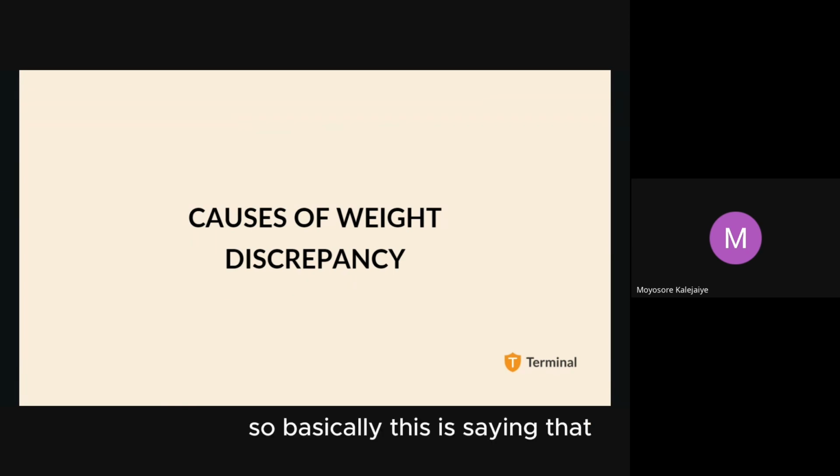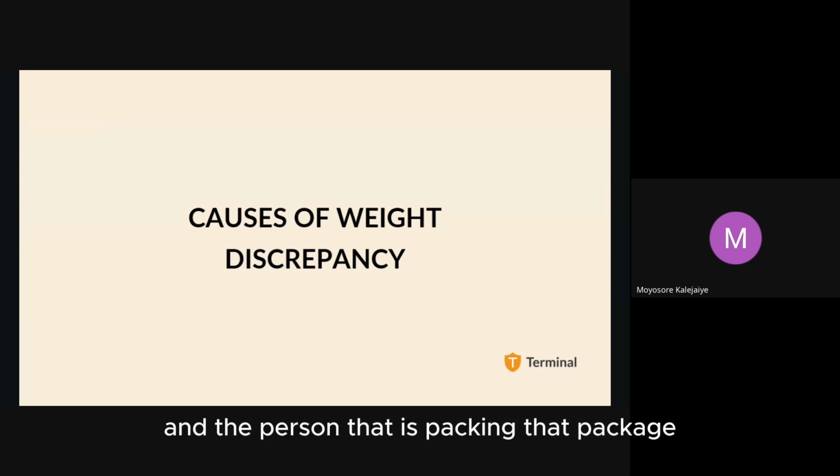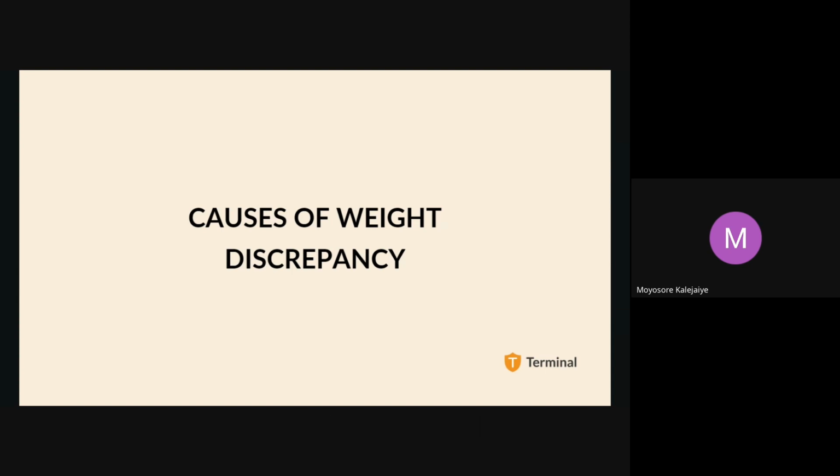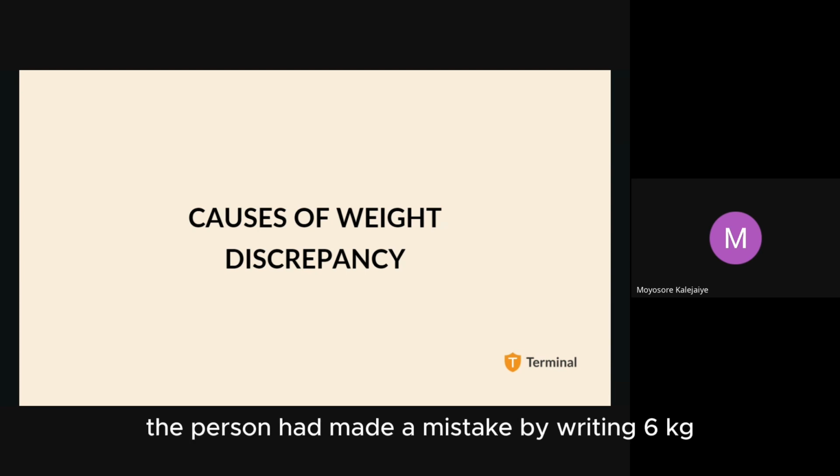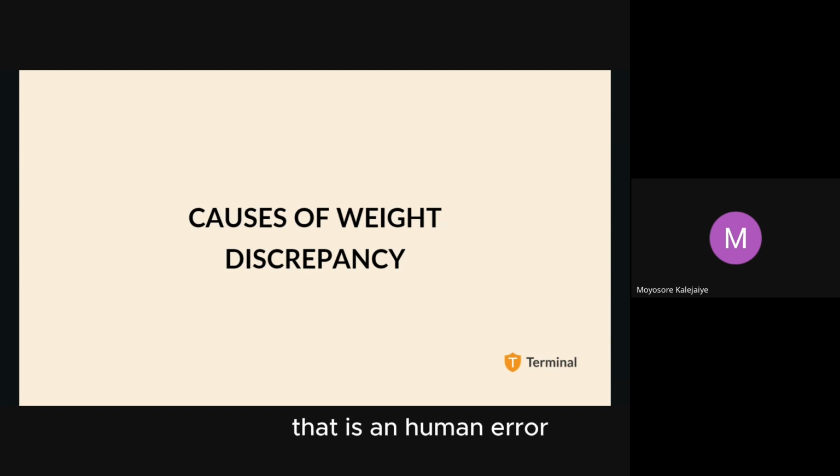So basically, let's assume someone has a shipment to be exported, and the person packing that package is weighing the shipment. In this case, the person might make a mistake. Instead of writing 5 kg, the person made a mistake by writing 6 kg. That is a human error, and this can also pose a problem for weight discrepancy.